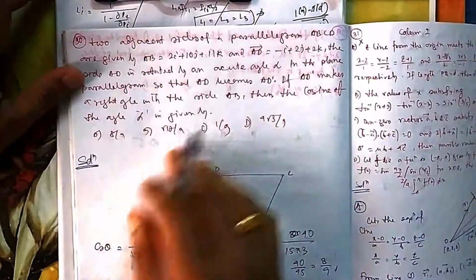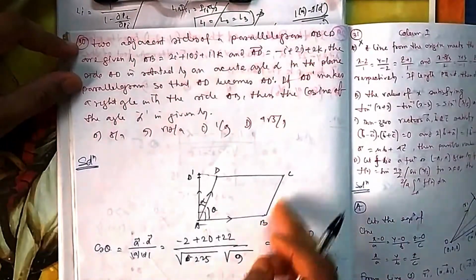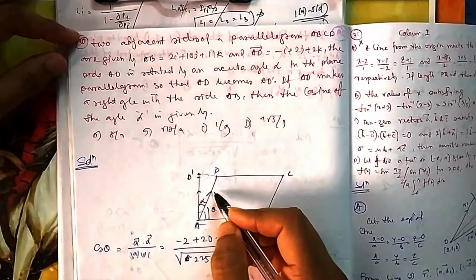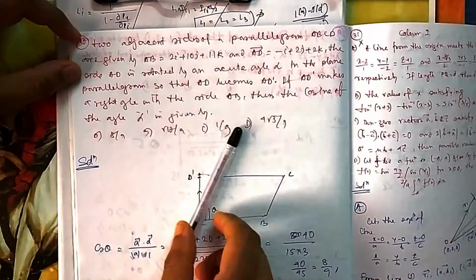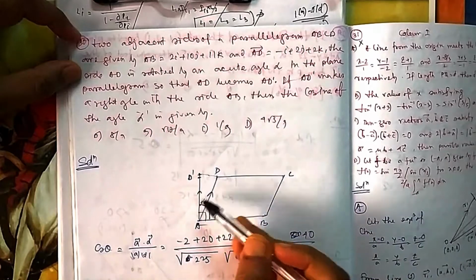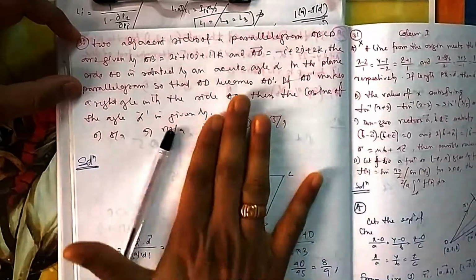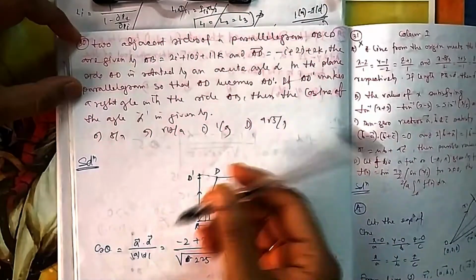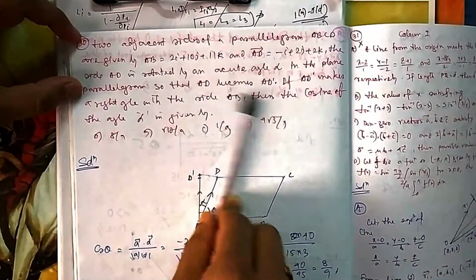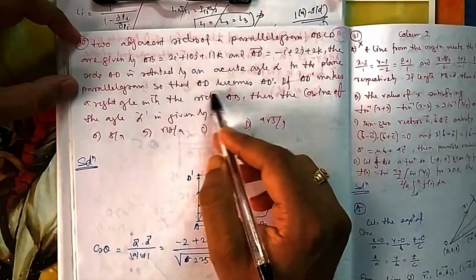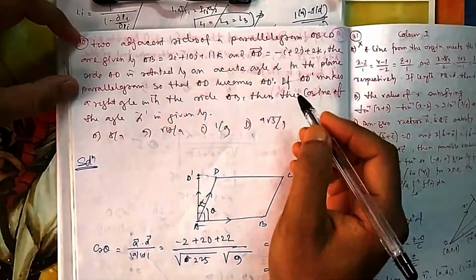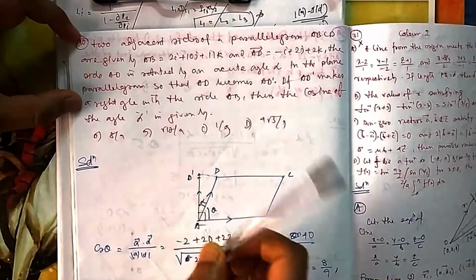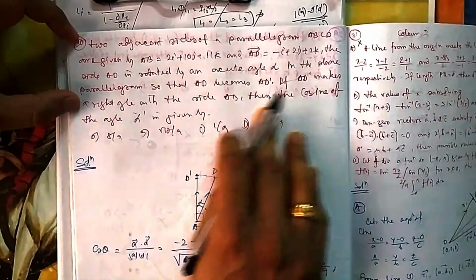Two adjacent sides of a parallelogram ABCD are given by AB and AD. The side AD is rotated by an angle alpha in the plane of the parallelogram. It is not vertically rotated, just in this plane it is rotated, so that AD becomes AD dash. The AD dash makes a right angle with the side AB, so it is rotated in such a way that it becomes 90 degrees to this one.